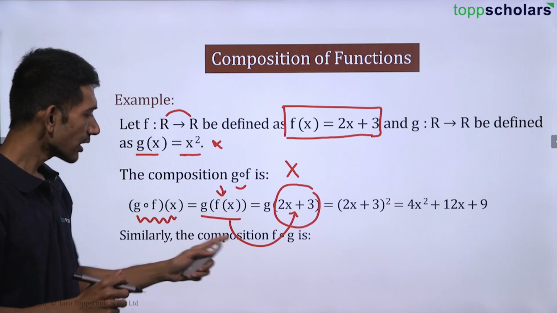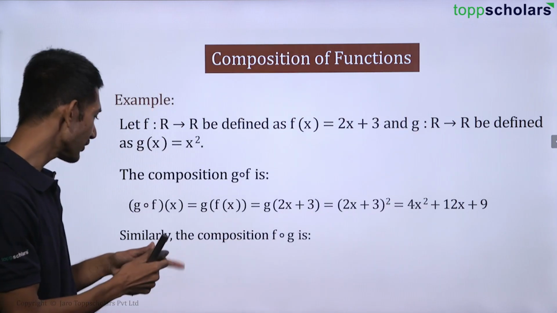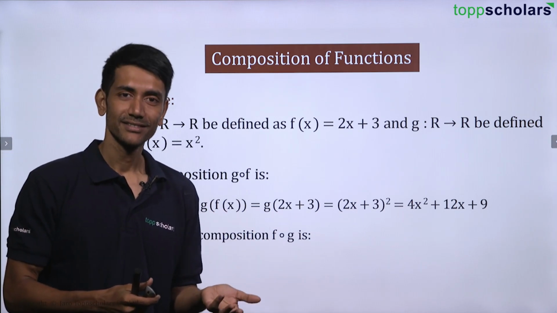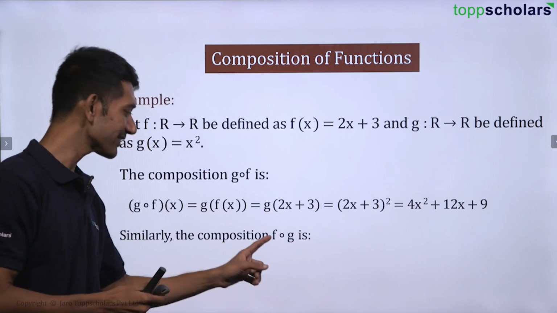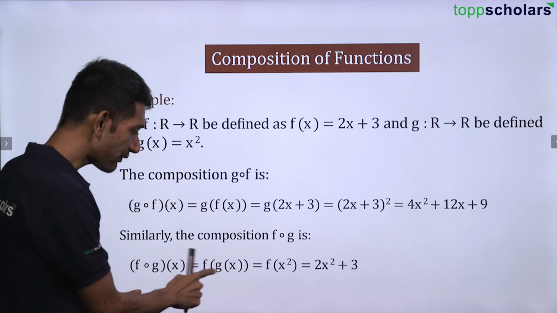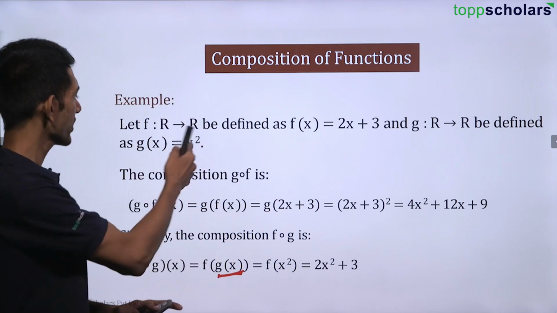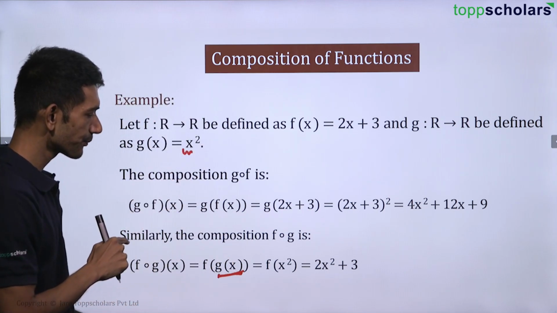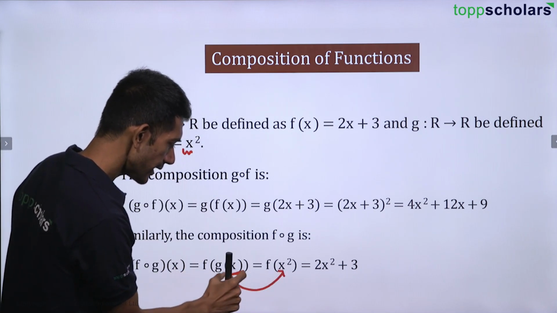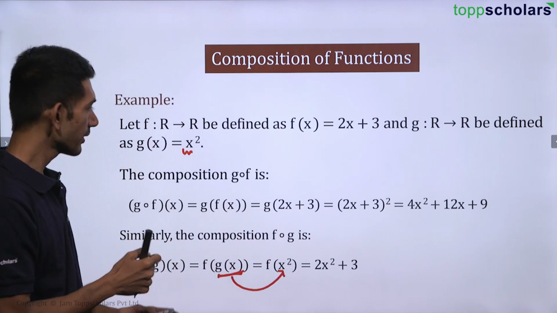So similarly, the composition for f of g of x. Now this is different. f of g of x. This was g of f of x. This is called gof x. This is called fog x. Yeah, it's actually called fog x. So this is f of g of x, and f of g of x is f of g x. Now understand, here you have g x. Where is g x? Check here. g x is x square. So instead of g x, write down x square. Now f of x square, correct.